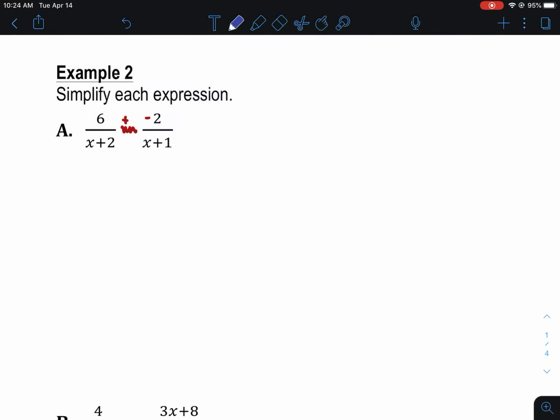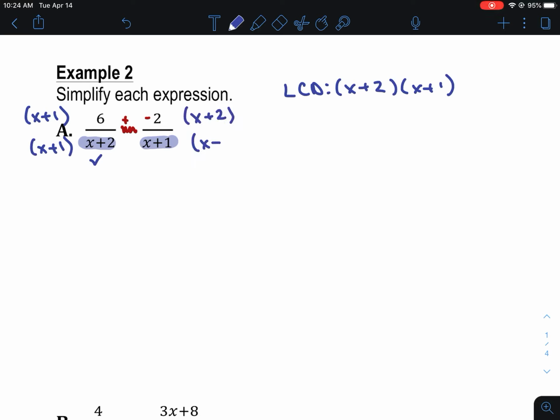Okay, so if we look at this one, here's our two denominators, our x plus 2 and x plus 1. So our LCD is x plus 2 and x plus 1. This one already has x plus 2, so it needs x plus 1. This one already has x plus 1, so it needs x plus 2. Remember, whatever you do on the bottom, you have to also do on the top.